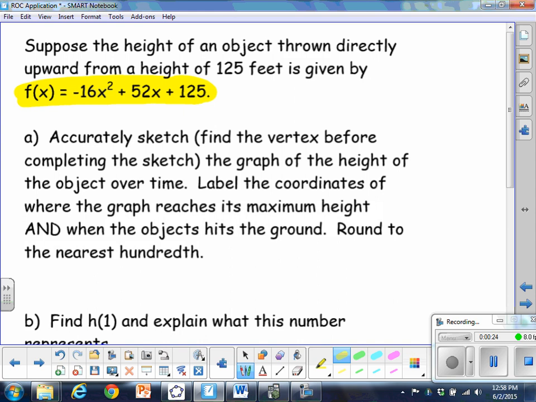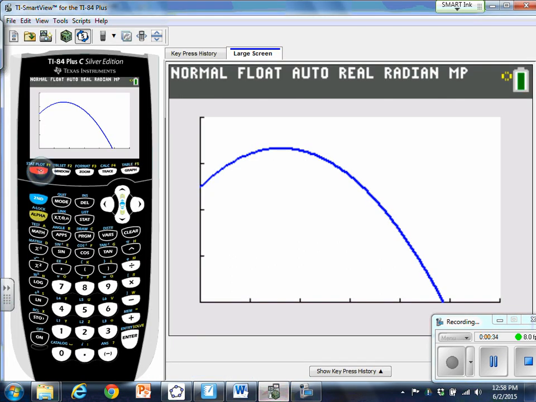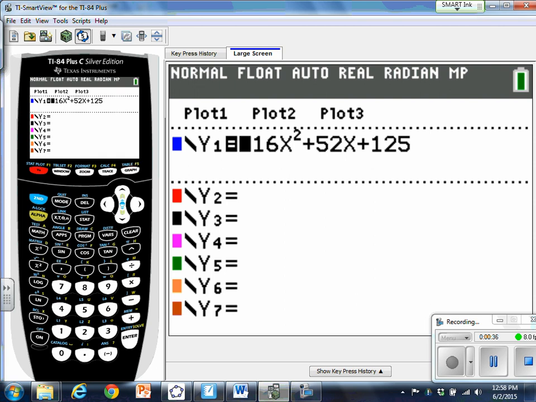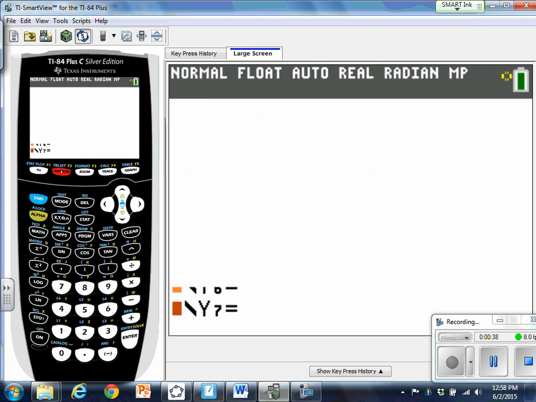So just to get the ball rolling, I had you guys do a little sketch of the graph, finding the vertex, and then finding the zero. Okay, so a couple ways to do that. Of course, we could just throw the equation into our calculator here, and just a little peek at how I set my window up.